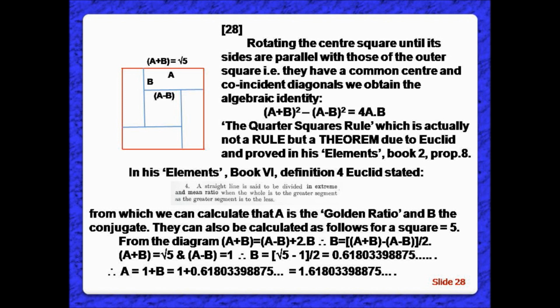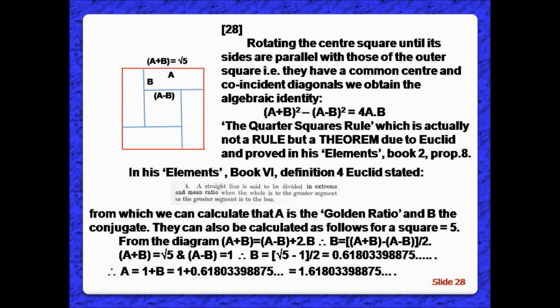In his Elements, Book 6, Definition 4, Euclid stated, a straight line is said to be divided in extreme and mean ratio when the whole is to the greater segment as the greater segment is to the less, from which we can calculate that A is the golden ratio and B the conjugate.